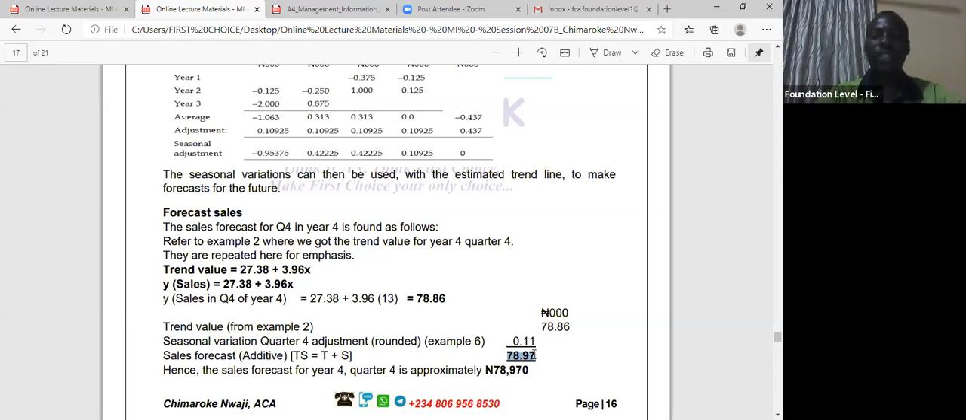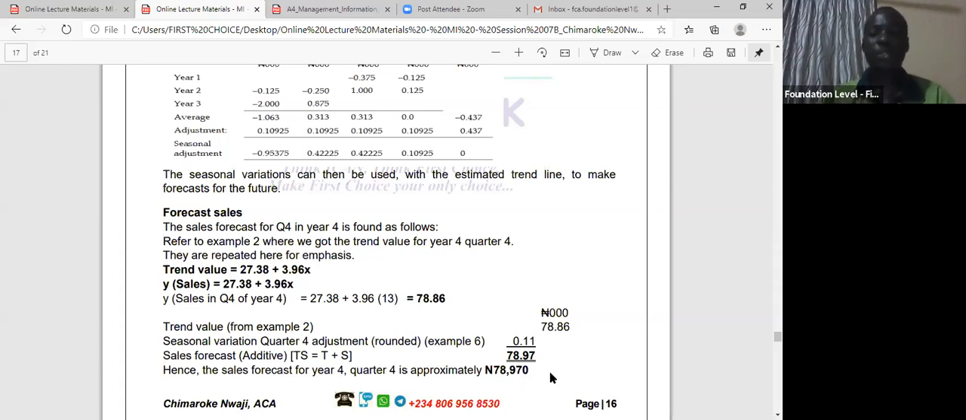So you see, seasonal variation, look at the forecast, is the T plus the S. It means your trend plus your seasonal variation. So you've gotten your trend first, then you get your seasonal variation. You add them together, you are getting it. So the forecast is 78,970, taken into consideration this 0, 0, 0. So this is your additive model.